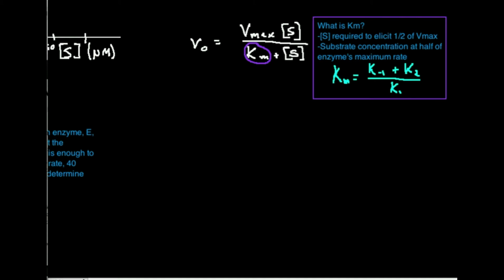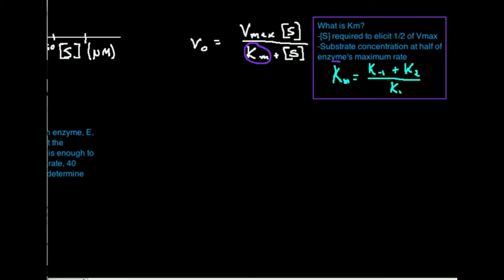What does it mean mathematically? Well, this Km, I just want to be clear, is a capital K. So capital K sub m is the Michaelis constant, and it's equal to k minus 1 plus k2 over k1. Now what are those? Well, these are rate constants. The Km is the Michaelis constant, that's a capital K. These are individual rate constants on the right side of this equation.